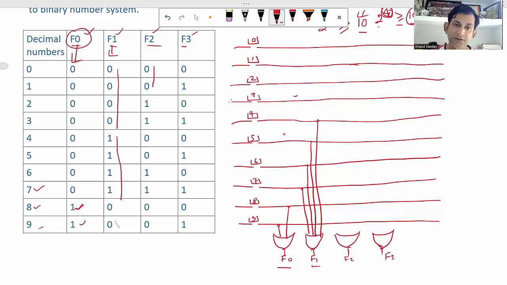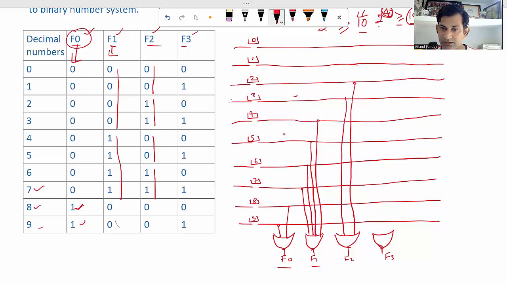Now F2, first two 0 means first two lines will not be joined, next two lines will be joined, next two lines will not be joined, next two lines will be joined, like this. So 0 0, leave it, 1 1, join. Now 0 0, and again 1 1. Okay, the next two lines will not be joined. Clear? This is for F2.